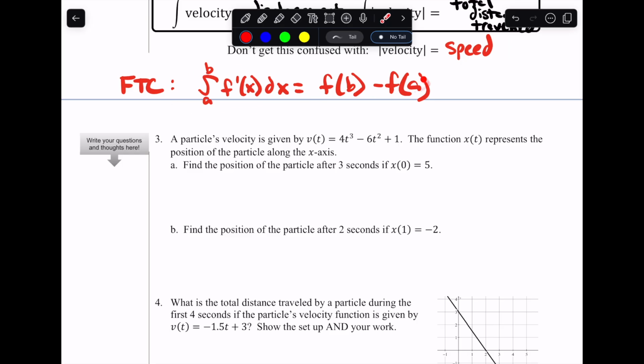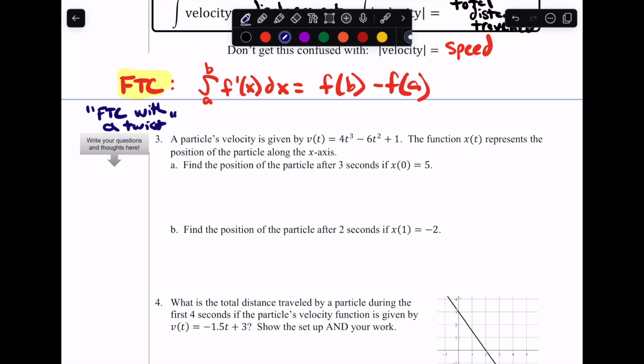You might remember that this is the rule that allowed us to essentially evaluate a definite integral by taking an antiderivative and then plugging in those limits of integration and then subtracting. We can use this equation to our advantage in problems like this, and I'm going to refer to the way that we're going to use it as what's called FTC with a twist. So FTC with a twist.